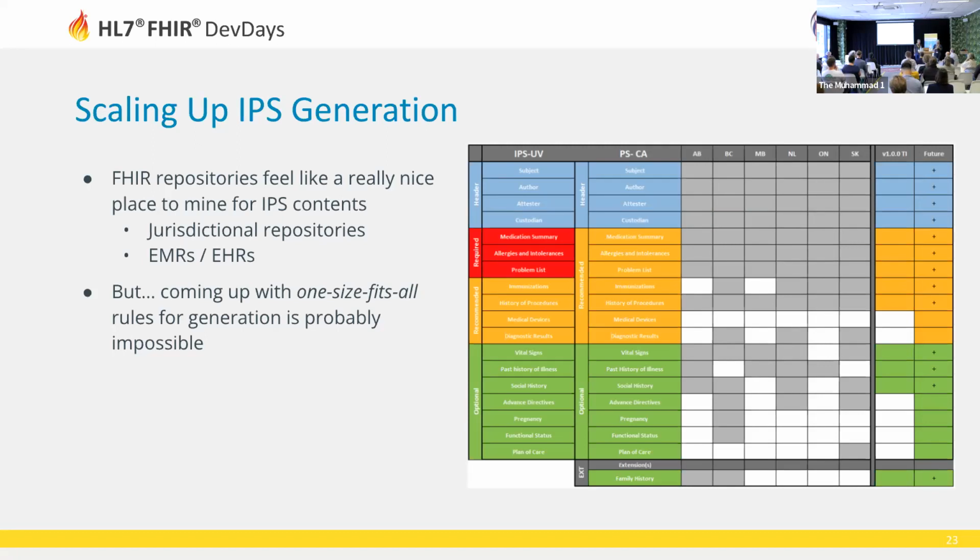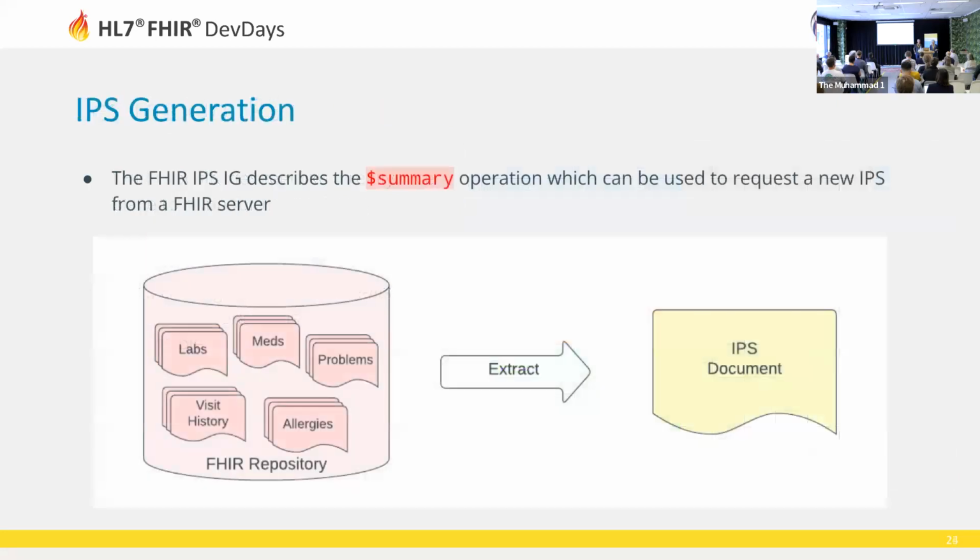It's really easy to do it as a one-off: I know my rules, I'm going to write software that does it. But what we wanted to do was come up with an API that would allow anyone, whatever the rules were, to generate IPS documents. If you've customized, added new sections, or your data is codified with different code systems than what everyone's expecting, whatever is unique about your situation, we were trying to develop an API that would still allow you to generate IPS documents.